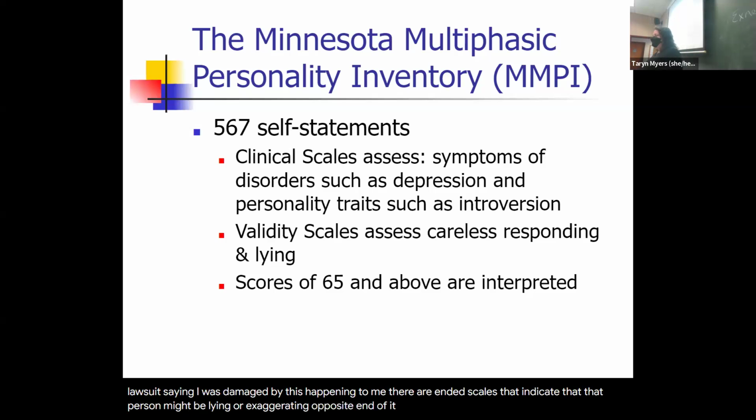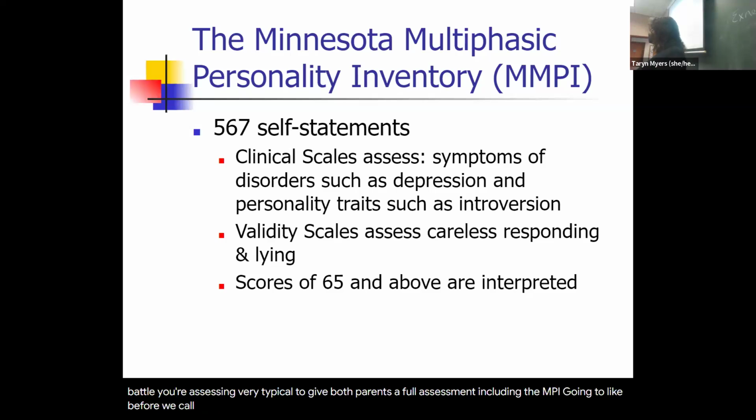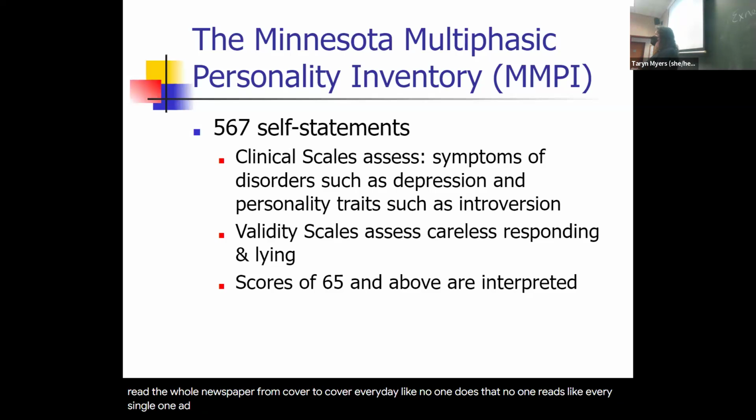Opposite end of it. Let's say you've got someone in a child custody battle you're assessing. It's very typical to give both parents a full assessment, including the MMPI. You're probably going to see what we call fake good, or trying to make themselves look better than they are. There are questions like, I read the whole newspaper from cover to cover every day. No one does that. No one reads every single want ad, right?